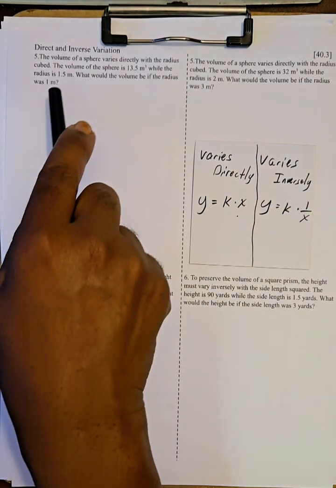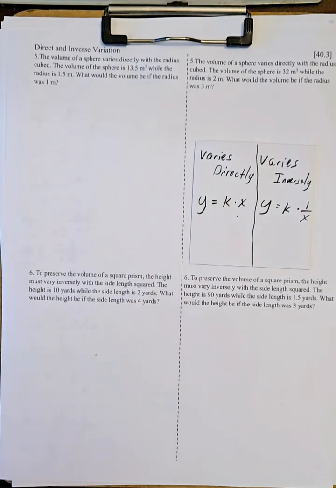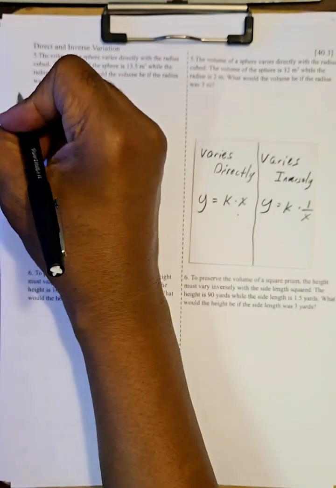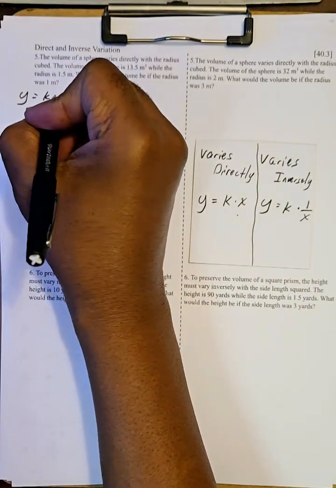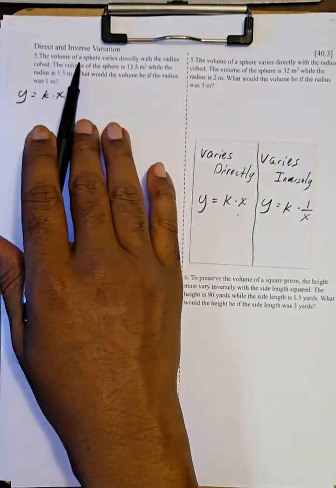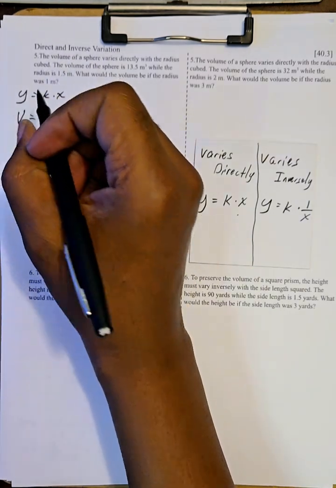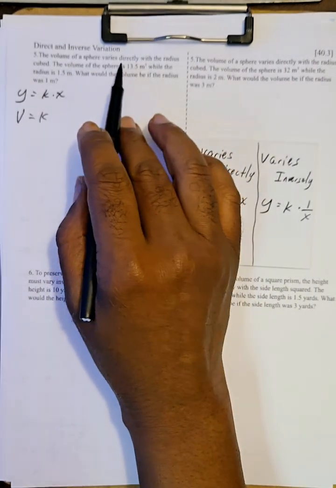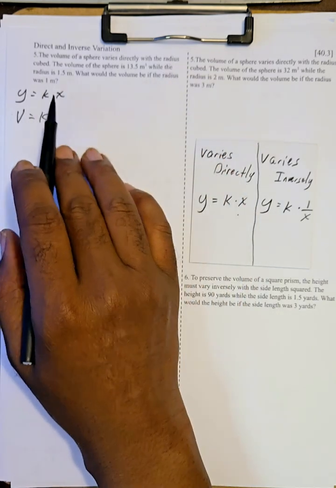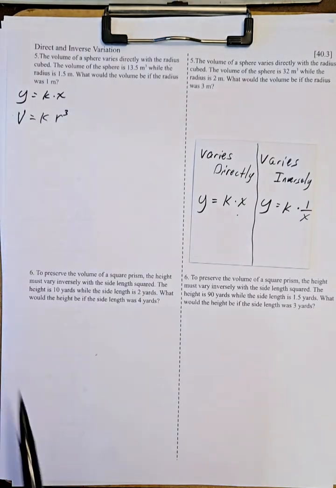It says here, the volume of a sphere varies directly with the radius cubed. So this is the direct variation. So we're going to use y equals a constant times x. Now what they're using for y, they say the volume of a sphere varies directly. So this is volume. So we'll say v equals, and then the constant, varies directly with the radius cubed. So I need the radius cubed for x. Radius cubed. All right, so this is our equation.